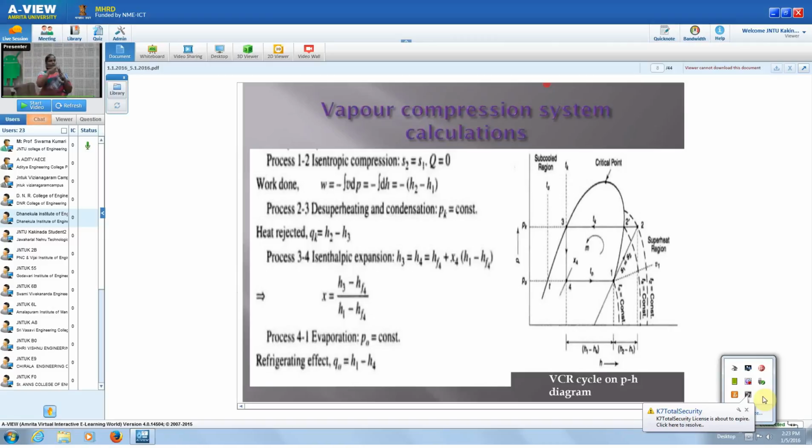So here the evaporator pressure is represented at the bottom, whereas the condenser pressure is represented at the top. So that is the constant pressure processes, heat rejection and heat abstraction, and the refrigerating effect produced. So with that we can find out the refrigerating effect. That is from the process 4-1, H1 minus H4.